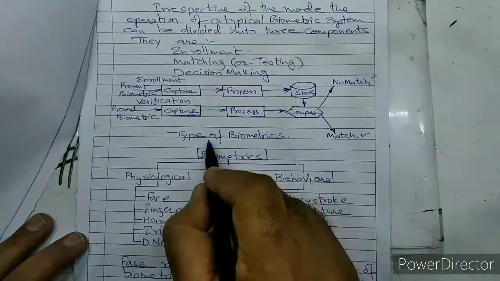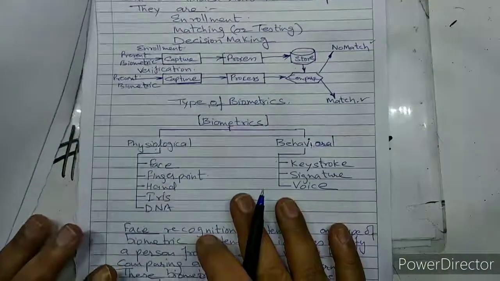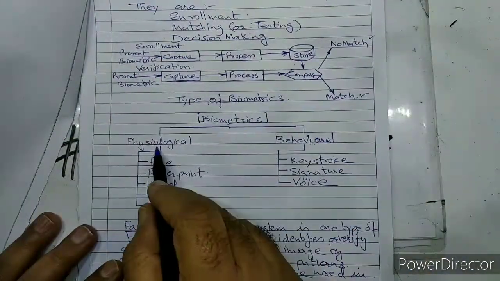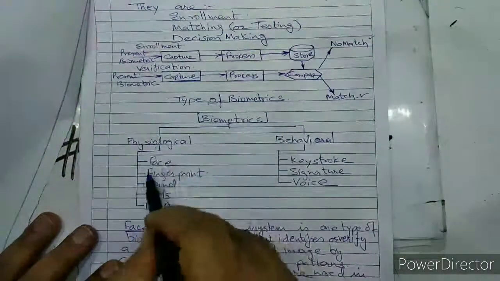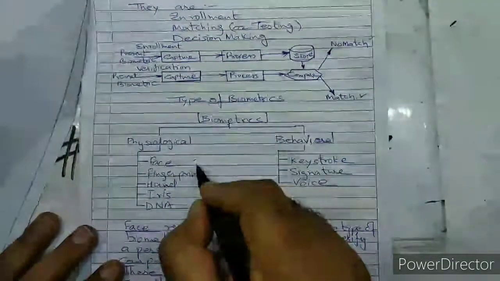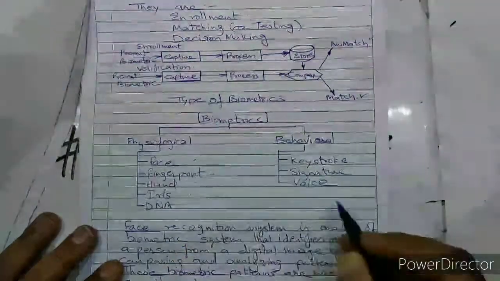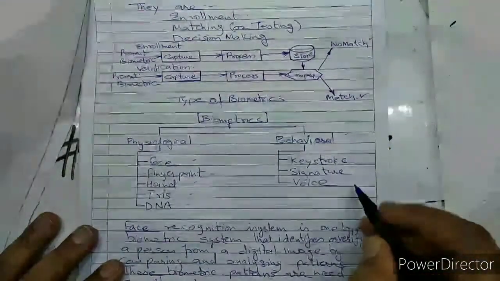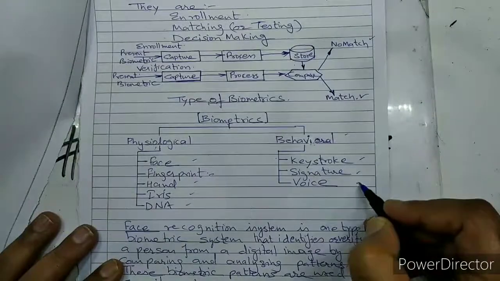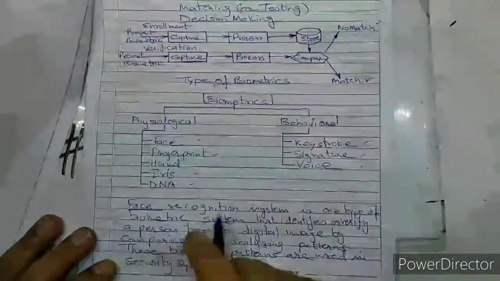Now, types of biometrics. There can be two types of biometric system. First is physiological, second is behavioral. Physiological biometric systems are of these types: facial, fingerprint, hand, iris, DNA. And behavioral biometric systems are keystroke, signature, and voice recognition type. So, first is face recognition system.